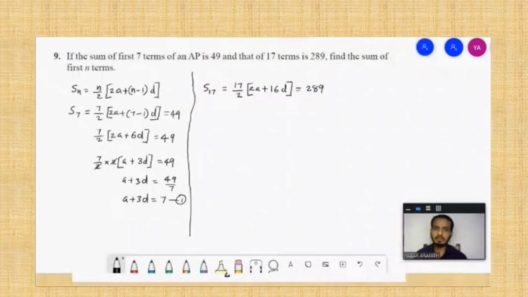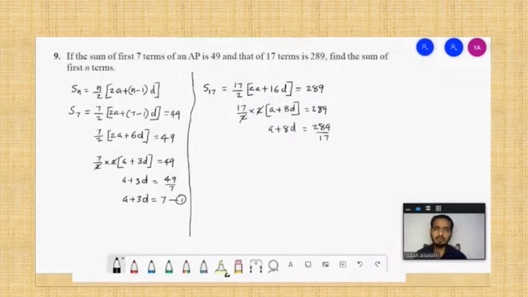So in next step we can write 17 by 2 into, you can take 2 common outside the bracket. So into 2, and inside the bracket a plus, if you take 2 from 16, it will become 8d. It's equal to 289. And next step, you can cancel 2s and you can move 17 to the right side. So a plus 8d is equal to 289 by 17.